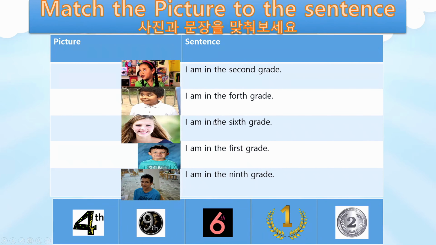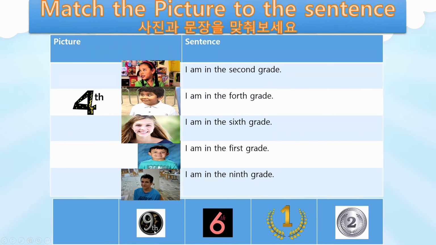Let's read. I am in the second grade. Second? Second is not four. Fourth? Okay. So it's not that one. Let's go there. I am in the fourth grade. Okay. Fourth and four. That one's that one. That one, you go there. See? Magic.